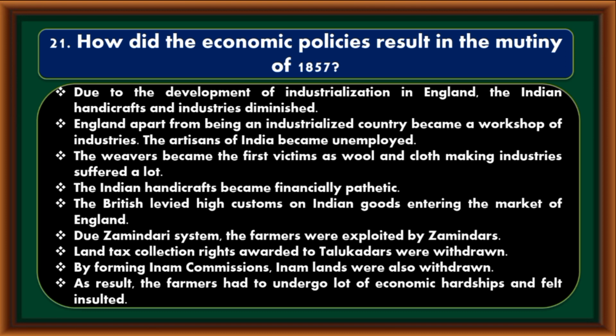Due to the zamindari system, the farmers were exploited by zamindars. Land tax collection rights awarded to talukdars were withdrawn. By forming Inam commissions, Inam lands were also withdrawn. As a result, the farmers had to undergo a lot of economic hardships and felt insulted.